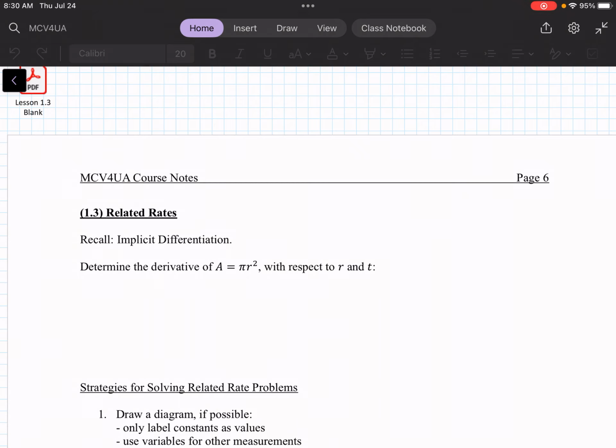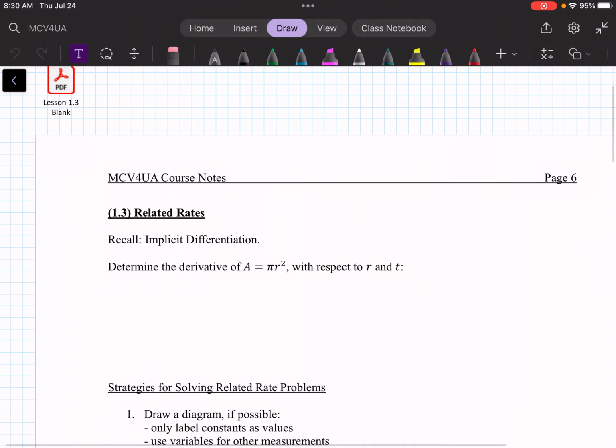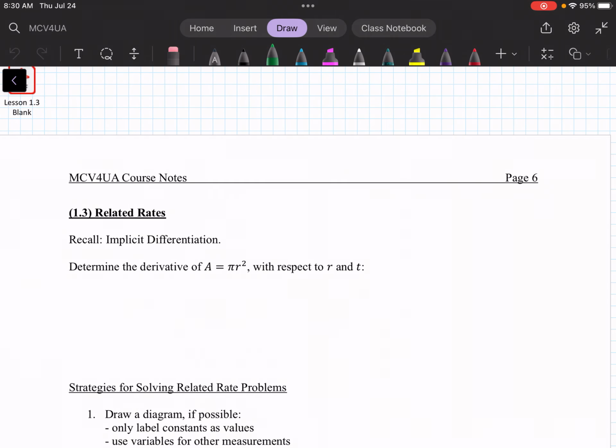So what I'm going to do is show you, using the function A equals pi r squared, how to calculate the derivative of this with respect to both r and t. If I take the derivative of A with respect to r, using implicit differentiation, I get 2 pi r times dr/dr, which is just 2 pi r, because the dr over dr just cancels.